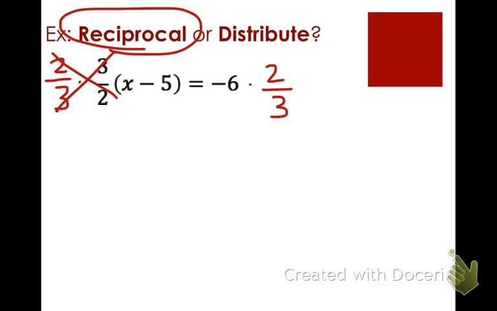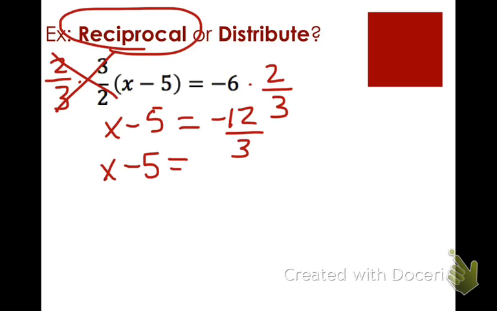Multiplying by the reciprocal gets rid of that, so I'm left with x minus 5 on the left. And then I have negative 6 times 2/3. Some of you might know that off the top of your head, but if not, go ahead and write it out. So negative 6 times 2 is negative 12 over 3. Well, negative 12 divided by 3 is negative 4. Now, to solve for x, I'm just going to add 5 to both sides. Negative 4 plus 5 leaves me with a positive 1.